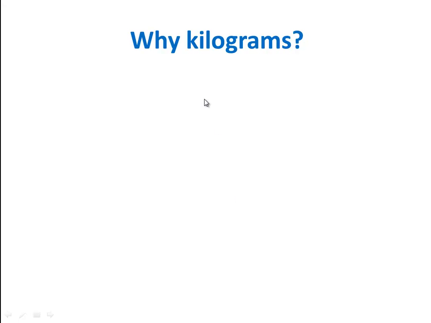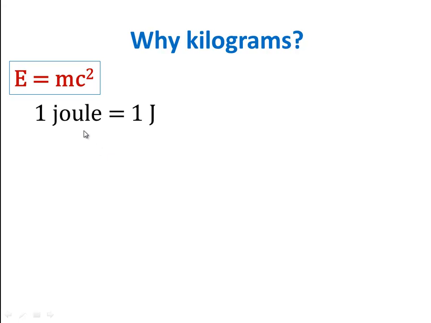But you might be asking yourself, why kilograms? Why can't I just leave it in grams? All right, well, here's something new that you might need to know. Okay, there's Einstein's equation. The SI unit of energy is the joule, okay? And by definition, 1 joule is equal to 1 kilogram meters squared per second squared. Okay, I know this may seem a little bizarre, but just follow me on this.